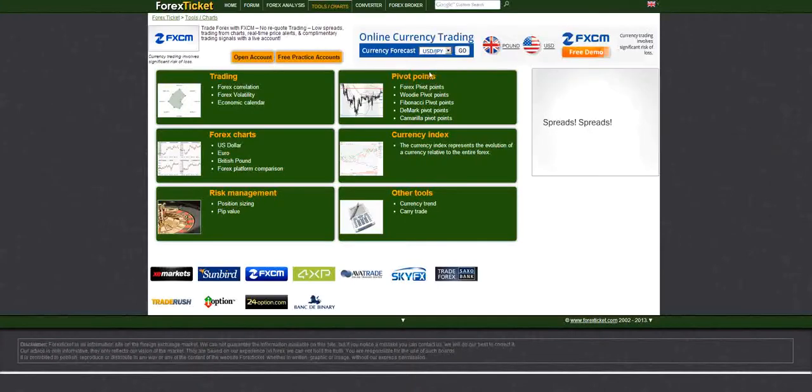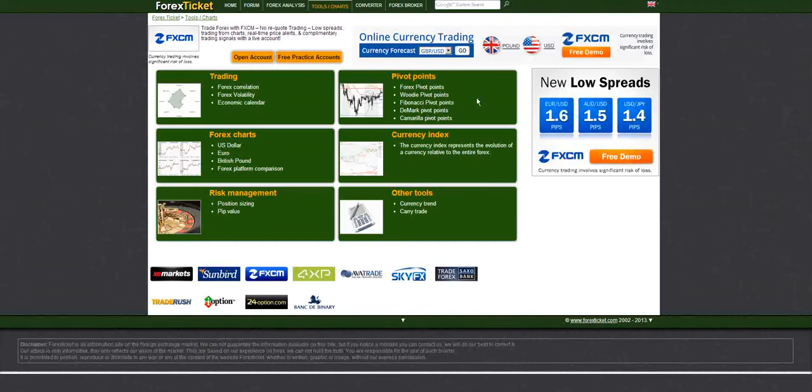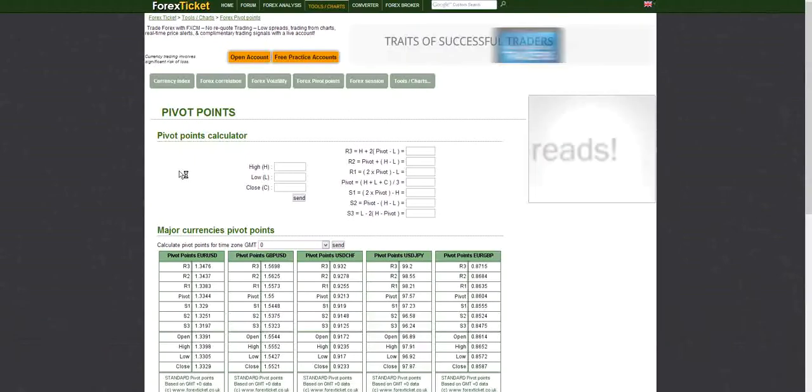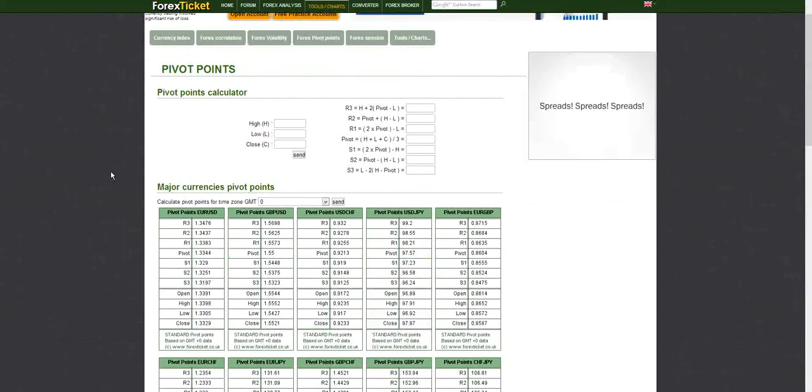We go back out to the tools and charts. Now, if we look under pivot points, we have Forex pivot points. Personally, I use Fibonacci pivot points, but I do like to draw the Forex pivot points on there. A pivot point is basically a good support and resist reason that you can place on your chart.